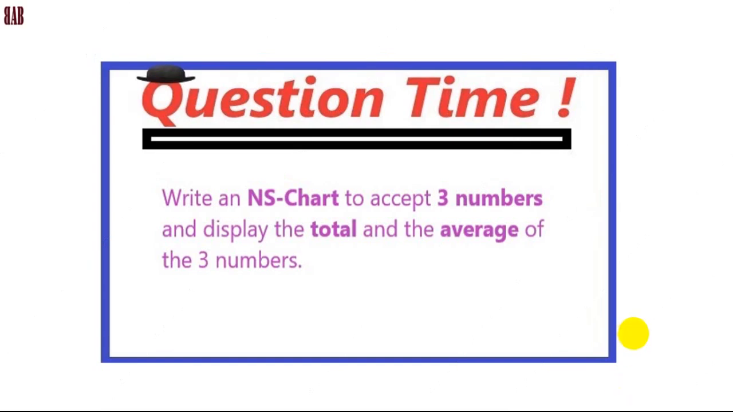Okay, here we have another exercise and answer. This time the exercise is to accept three numbers, any three numbers, and the job of the NS chart should be to print the total of those three, add those three numbers and say what the total is, and also give the average. Average means add the three numbers and divide by three. So that will give you the average. That's the exercise we are going to do in this one.